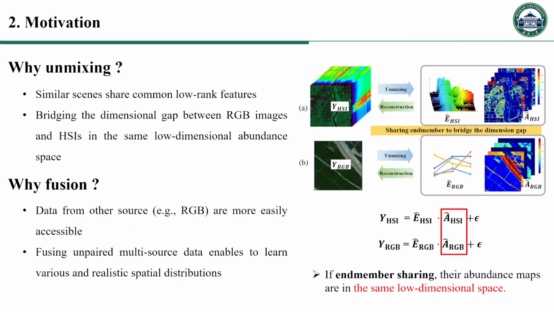Similar scenes share common low-rank features that can be described by a few end members. Under this observation, we can generate abundances sharing the specific end members, bridging the dimensional gap between RGB and HSIs in the abundance space. Consequently, we can fuse unpaired multi-source data, enabling the model to learn various and realistic spatial distributions.